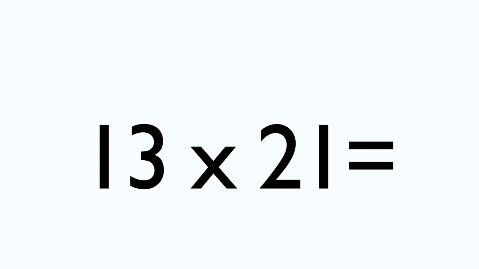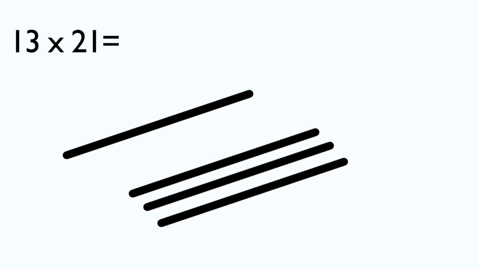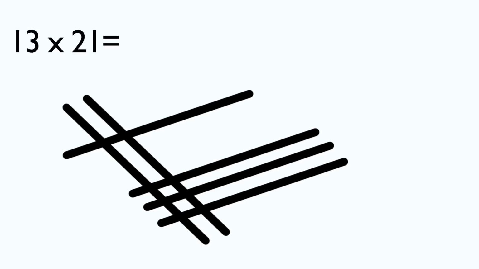We'll start with 13 times 21. As we can see, the first number is 1, which means we draw a straight line. The next number is 3, so we leave a little space and draw 3 lines. After that is number 2. Draw 2 lines in the other direction. Leave a little bit of space, and as for 1, draw a straight line.